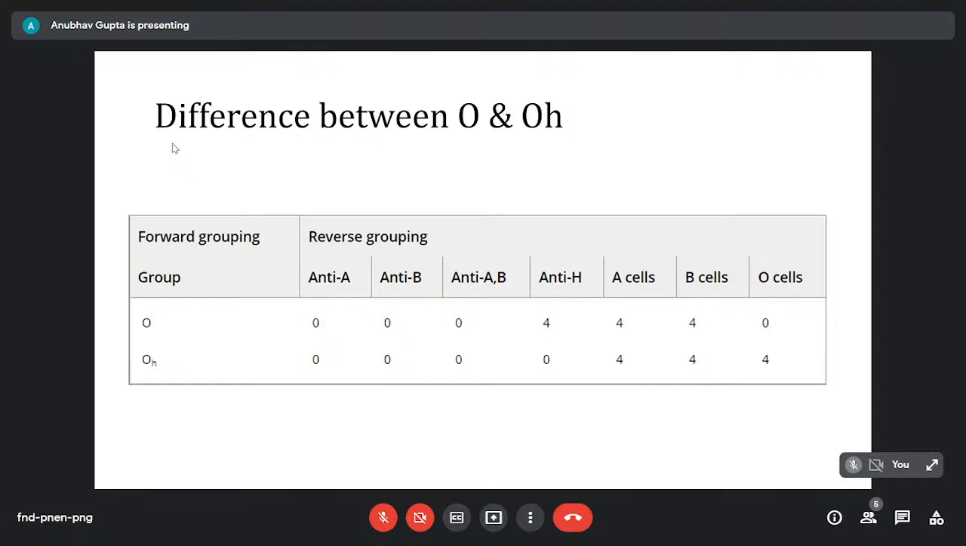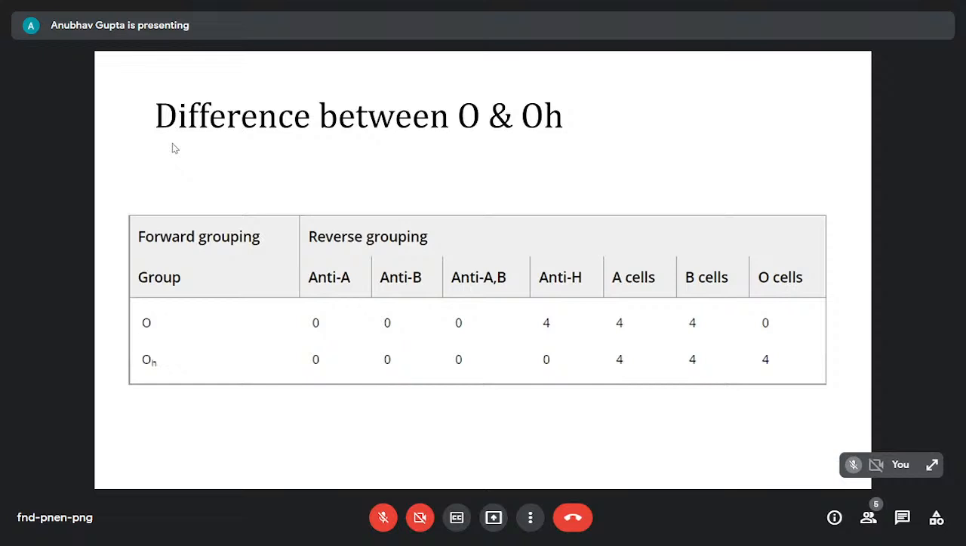Getting my point? So in reverse grouping, you will get the reaction with the A cell, B cell, O cell. Why? Because all the A cell, B cell, O cell will be formed on the H precursors, on the H antigens, and you will find a compatible unit only when you are not harboring an H antigen. That is, you are Bombay group. So the Bombay group will have a compatible match only with the Bombay group, no one else.